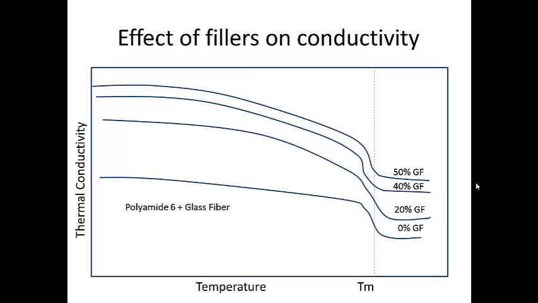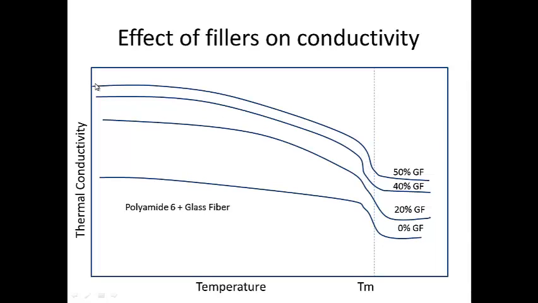Finally, we see that as we add fillers to the polymer, it tends to increase the thermal conductivity. The glass fillers act as a short circuit path, if you will, for the phonons to travel through the polymer, increasing the thermal conductivity of the material. So here, for a nylon material filled with glass fiber, we see a relatively low thermal conductivity, which then drops off at the melting point and then levels off for the polymer melt.